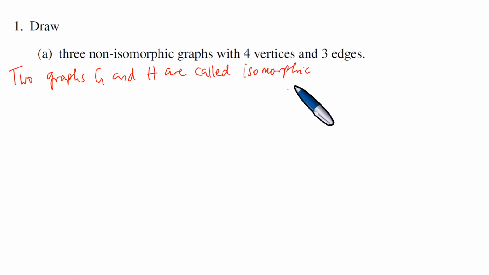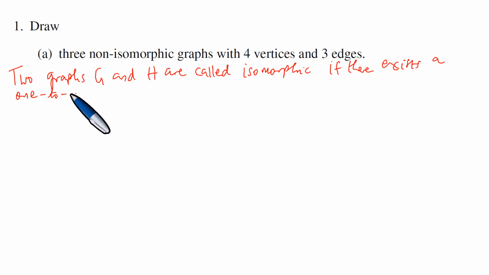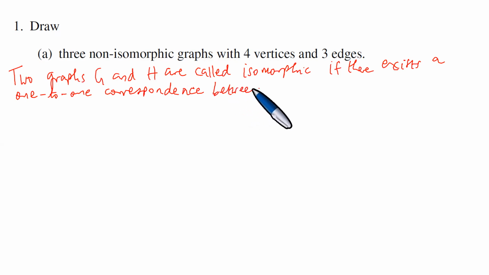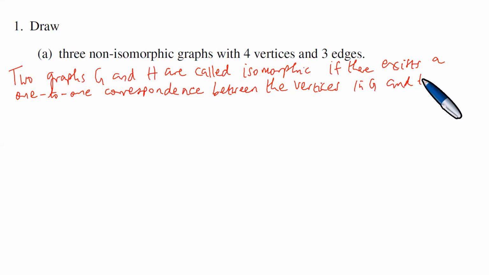Are called isomorphic if there exists a one-to-one correspondence. So now this is very important because this is the definition that we use all the time. One-to-one correspondence between the vertices in G and the vertices in H.